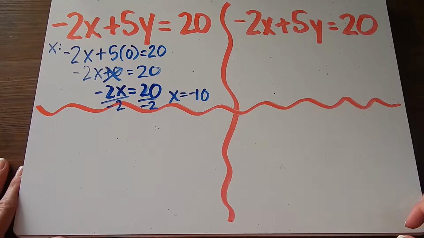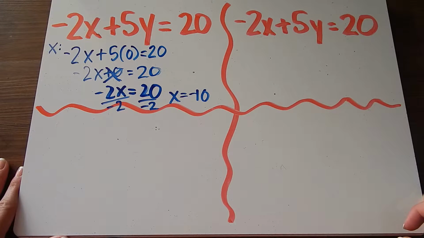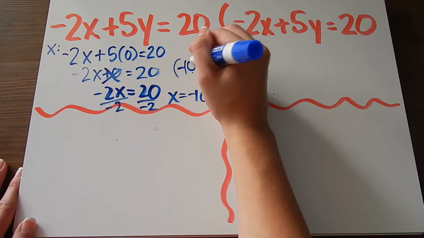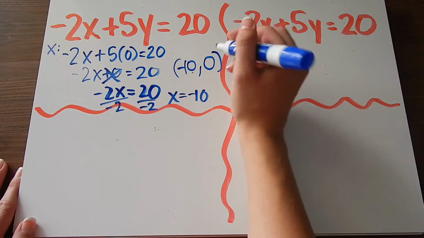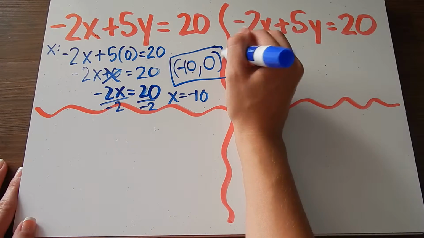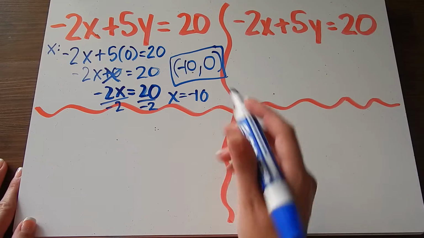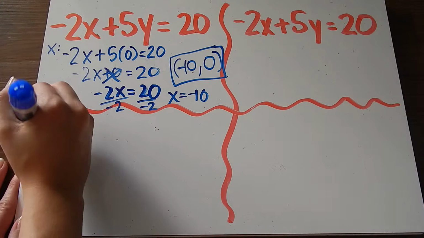But when we're doing this, we want to write our x and y intercepts as points. So that point is actually going to be negative 10, 0. Because we just found our x is negative 10, and again, y is 0 on the x-intercept. So let's do the same thing for y.